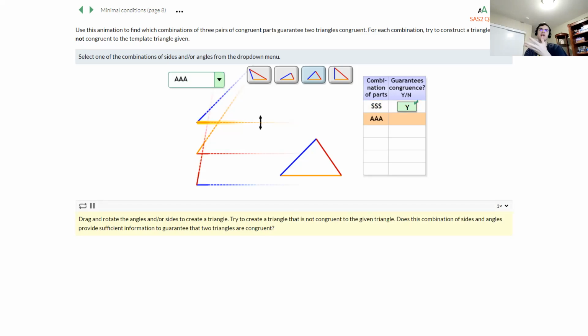If all three sides work, what about all three angles? Can I make a triangle that is non-congruent using all three of the same angles? So here I need to match up the angles, but notice the sides go on forever. I can make this any size I want. The angles are the same, but they could be different distances apart. So the question is, okay, if I change the distance, does it actually change my angle between the red and blue sides?